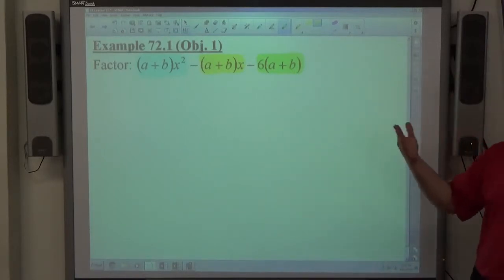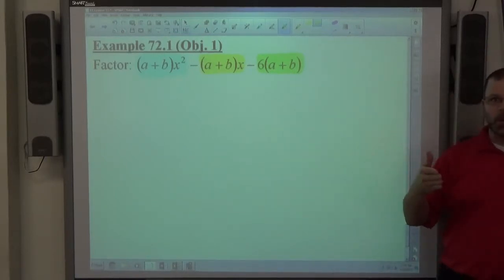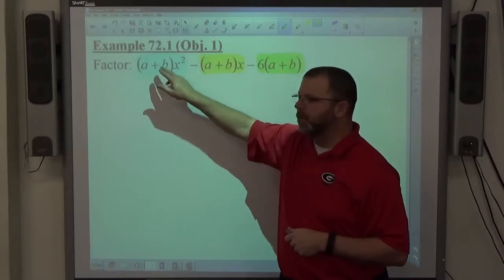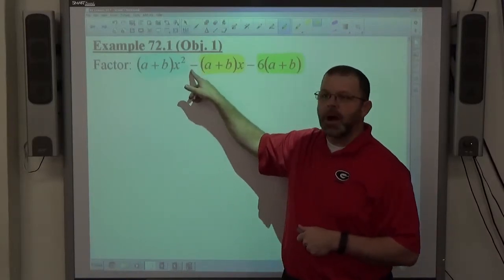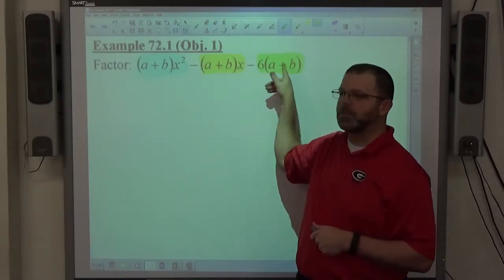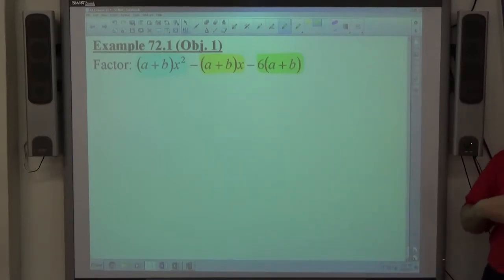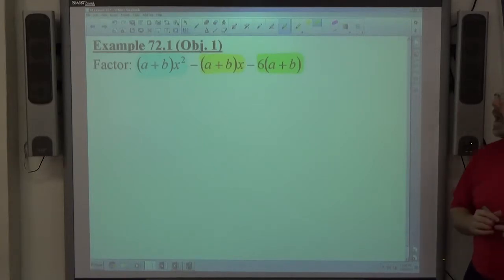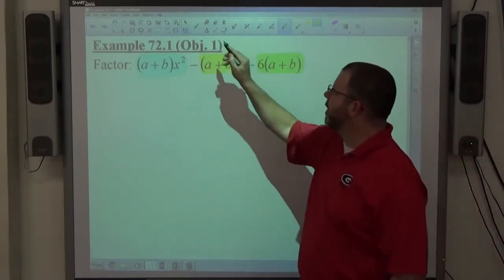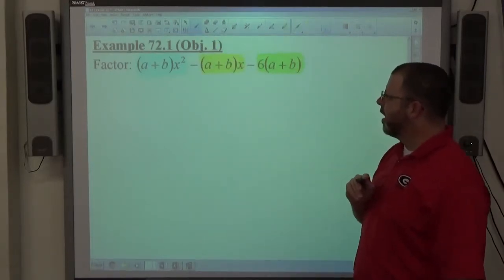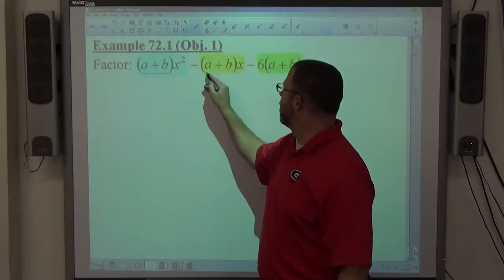So within those parentheses, a and b are separate terms. But by putting the parentheses around them, they're being treated as one object. So something times something represents a term. Plus or minus means a new term. So what we're looking at here is a trinomial, just like we saw yesterday. Three terms. And just like yesterday, we're looking for common factors. We're looking to see is there something that's the same in all three of these terms. And obviously a + b is the same in all three of these terms, right?